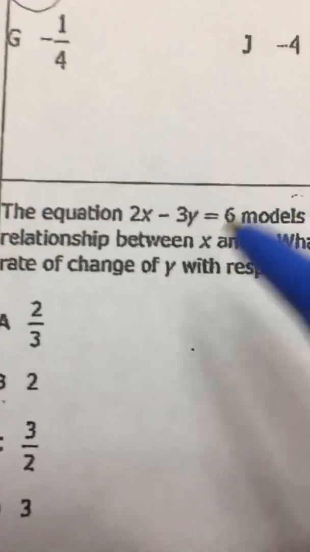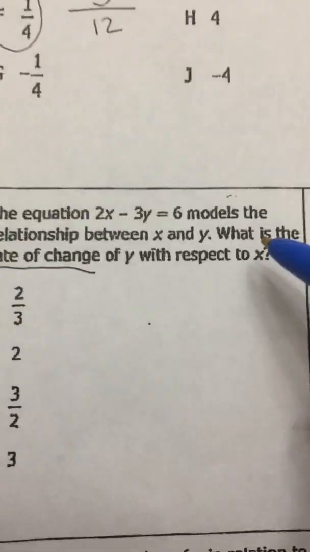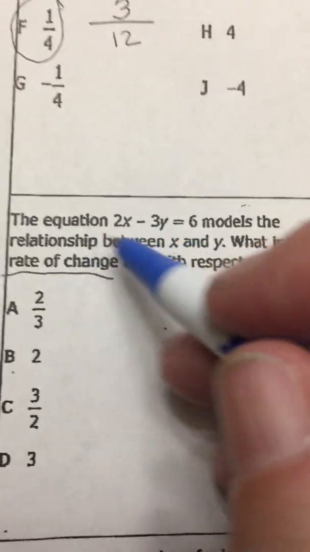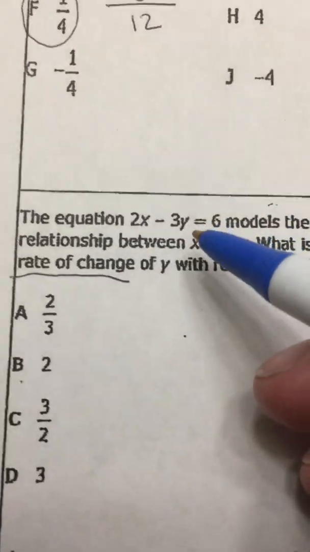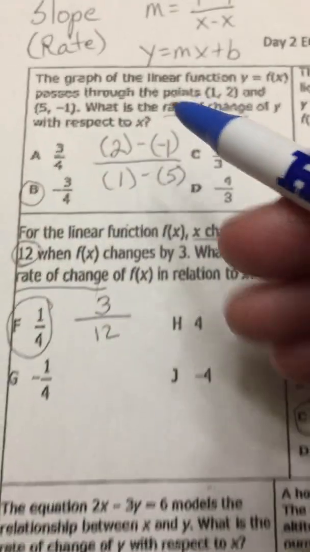All right, here's another one. What is the rate of change? Another way of writing slope, right? And that's all I say, just find the rate of change. And look, they gave you an equation. But the equation is not in y equals, is it? So what do we need to do in order to be able to see the slope? We need to solve for y. That's why we practice that.